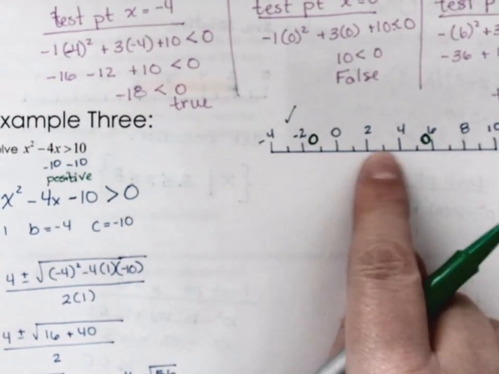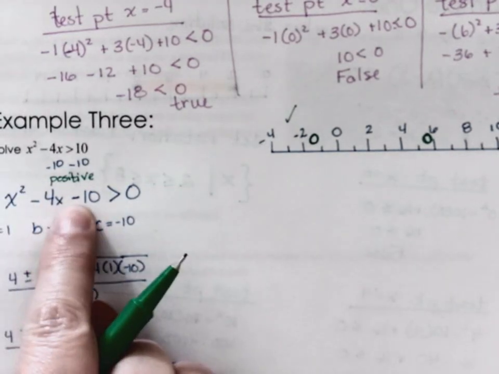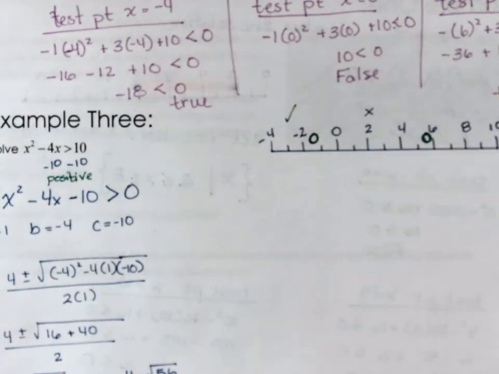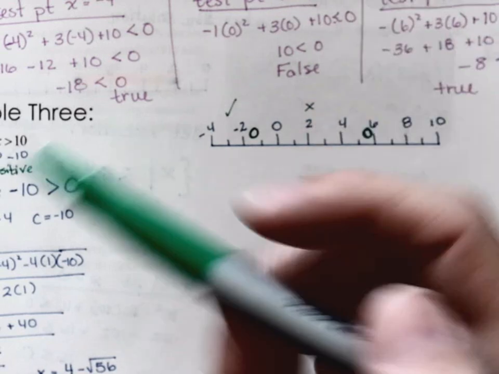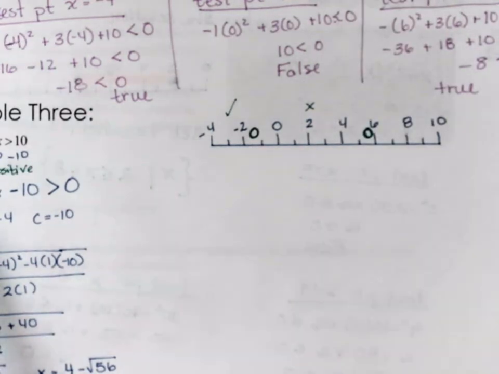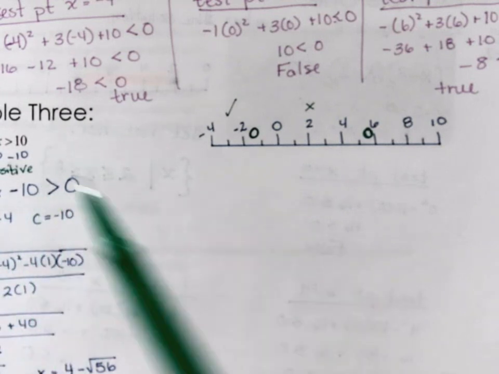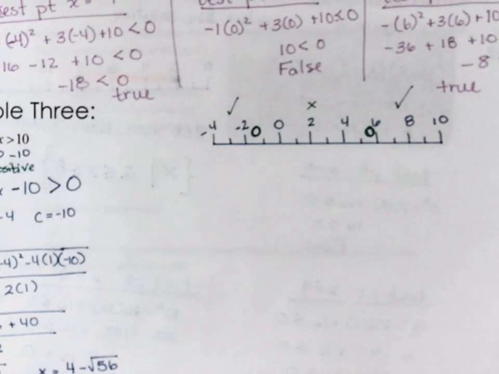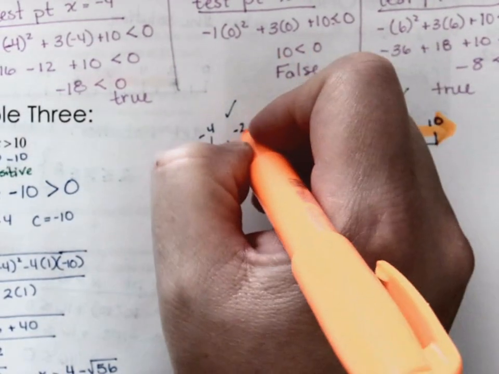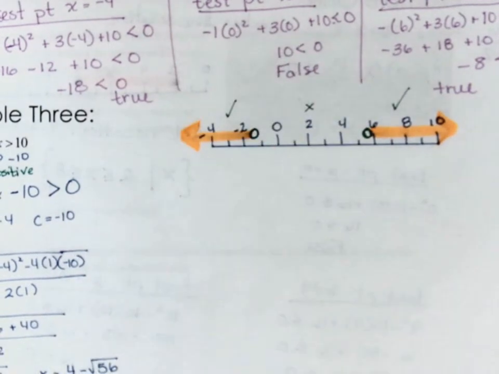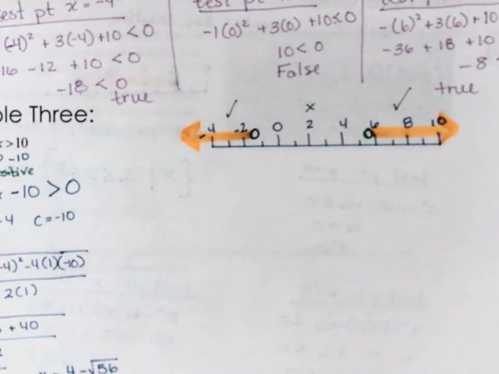I'm going to pick a number in between. I'm going to pick 0. So if I put 0 in here, I've got -10 is greater than 0. I know this doesn't work. And then if I pick a value greater than that, I'm going to pick 6. So I'm going to have 36 minus 24 minus 10. So this will be 2 is greater than 0. That works. So that's how I do sign analysis. It's figuring out whether it's positive or negative. If you don't like that, because that just went too fast for your brain, go back and do test points. It's the exact same thing that we just did. So it just goes a little bit faster if you do it this way.